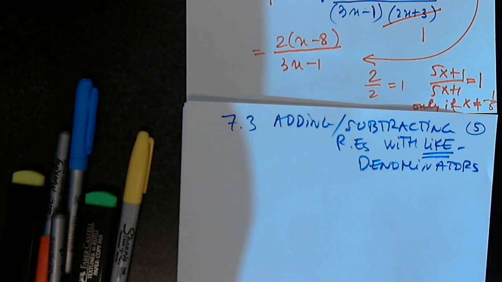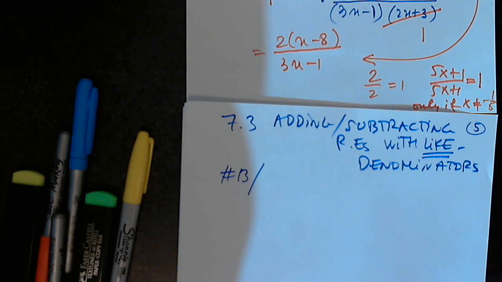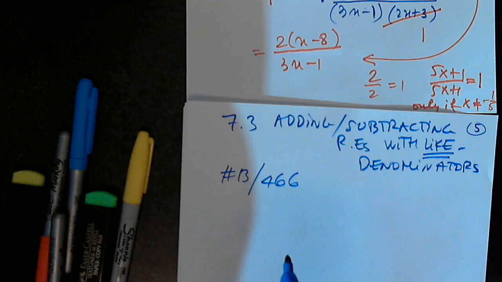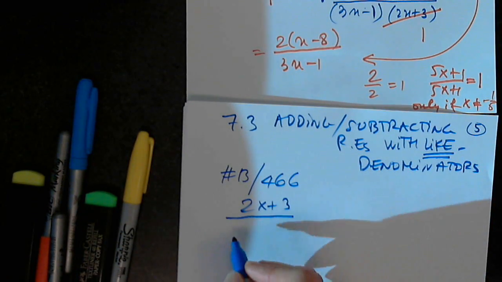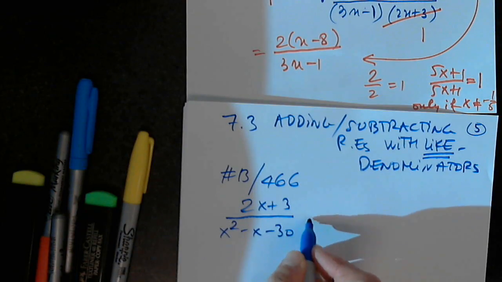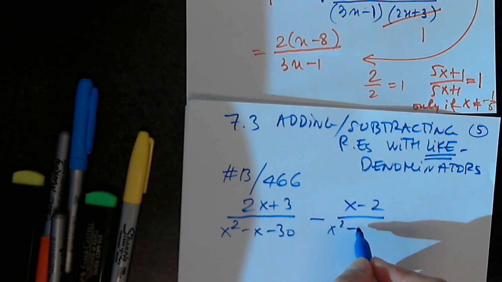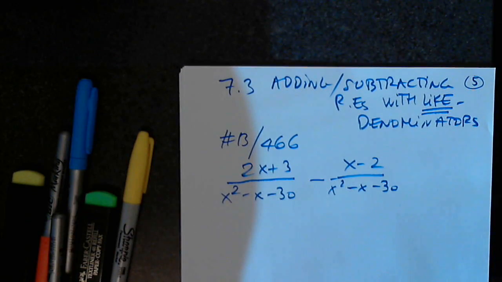Okay, I will start with, let's say, problem 13 on page 466. And that is 2x plus 3 over x squared minus x minus 30, minus x minus 2 over x squared minus x minus 30. This is a different ballgame.